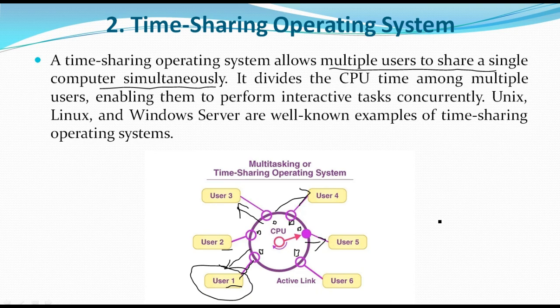So everybody thinks that the system is working for them, but the system is working for all. Hence all the users can interact and perform their tasks concurrently in the time sharing operating system, so that they can perform their individual tasks. Hence all the 6 users are performing 6 different tasks. That's why it is called a multitasking operating system.